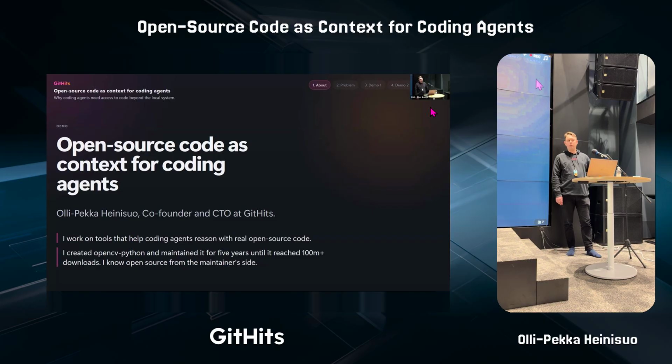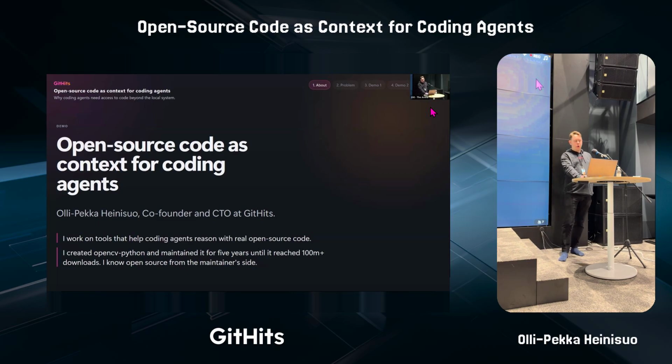What we do is work on tools that make coding agents reason better with real open source code. You might know my work because I have done quite a lot of open source. OpenCV Python, for example, is my work. I maintained it for 5 years and scaled it to 100 million downloads.